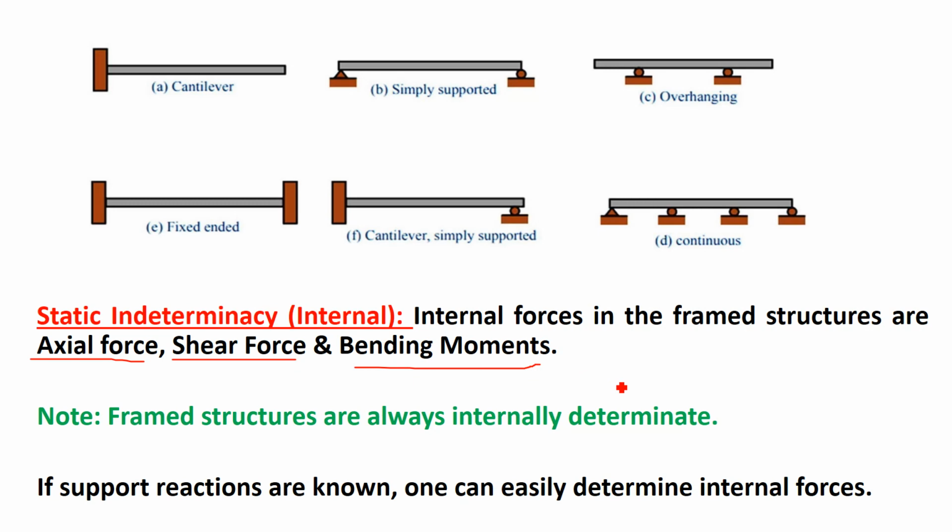If you take a section, at any point of the structure there are 3 unknowns: axial force, shear force and bending moment. But if you find out the support reactions of the structure, you can find out all these 3 forces. If you know the support reactions, these 3 forces you can find out. It means beam structures or frame structures are always statically determinate internally. Internal forces are never unknowns in beam and frame structures. Okay, so internally a frame structure is always statically determinate.